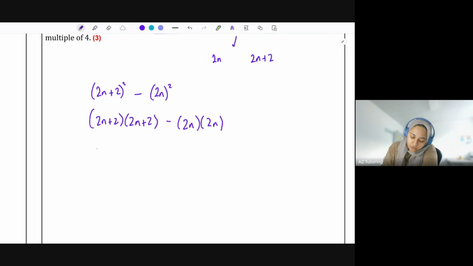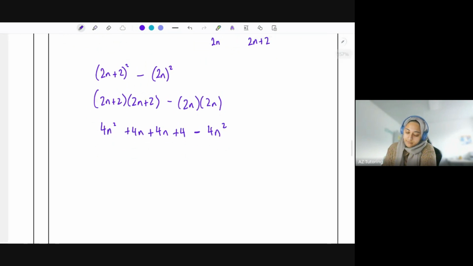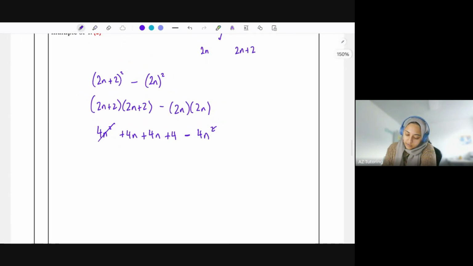2n times 2n is 4n squared. 2n times 2 is 4n. 2 times 2n is 4n. And 2 times 2 is 4. Minus 2n times 2n is 4n squared. Simplifying this, they cancel out. We've got 4n and 4n is 8n, and then plus 4.